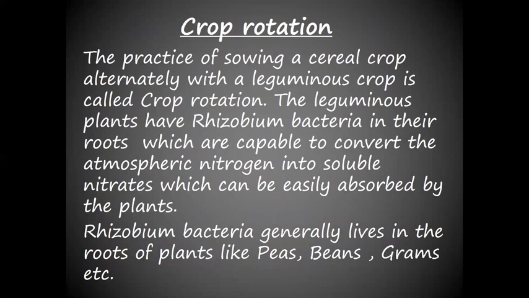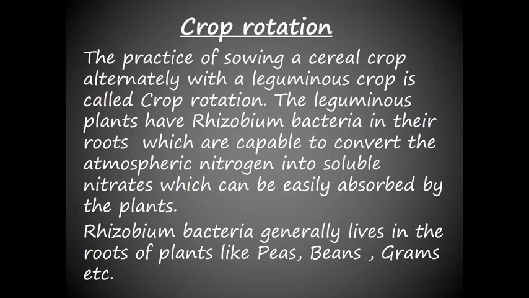Another method is to practice crop rotation. The practice of sowing a cereal crop alternately with a leguminous crop is called crop rotation. The leguminous plants have Rhizobium bacteria in their roots, which are capable of converting atmospheric nitrogen into soluble nitrates, which can be easily absorbed by the plants.